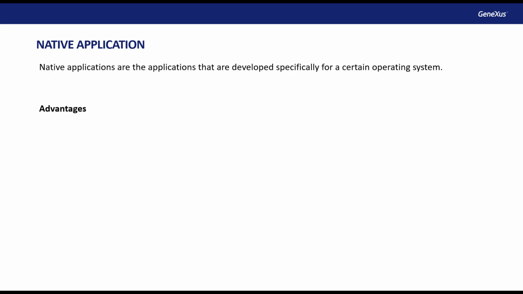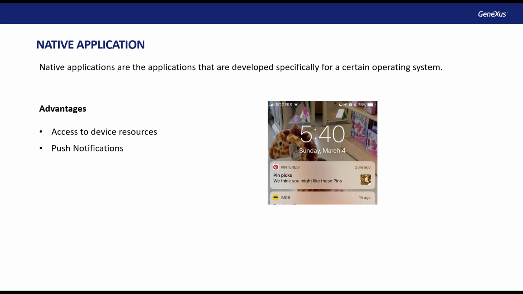Some advantages of native applications: access to device resources, hardware and software, including camera, microphone, contacts, and so on. They allow sending push notifications. These notifications are displayed on the device even when the application is not running. A clear example can be seen in WhatsApp with message notifications, or, for example, when we receive a new email.